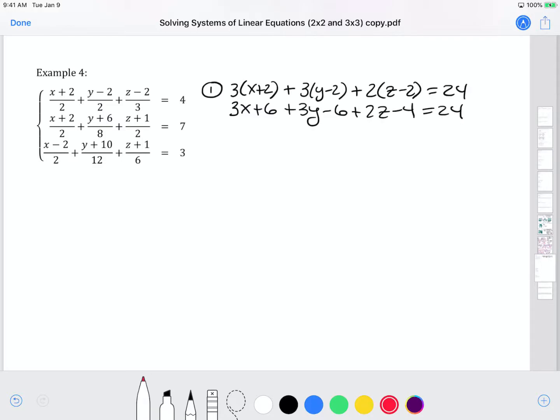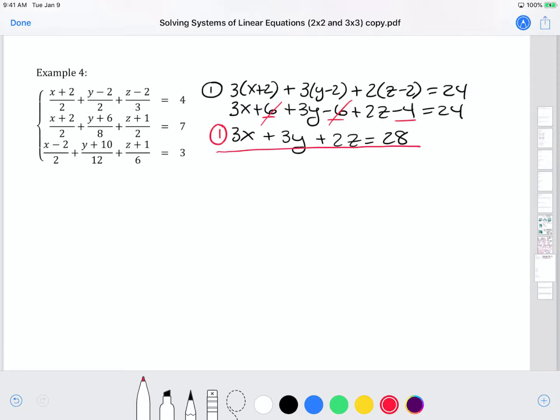I want to take all my constants, combine them, and move them to the other side. So the 6 and the minus 6 disappear. And I'm going to add 4 to the other side. So I'm going to get 3x plus 3y plus 2z is equal to 28 now on the other side because I'm going to add 4 to both sides. So this is my new equation 1 after I cleaned it up.